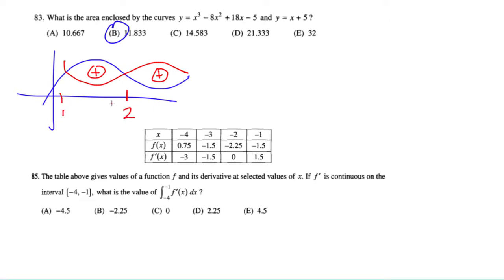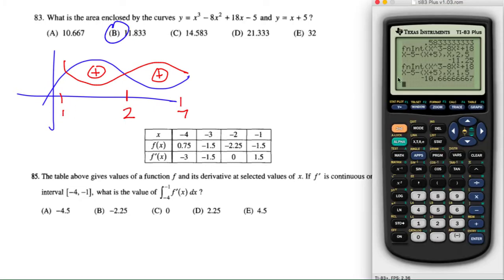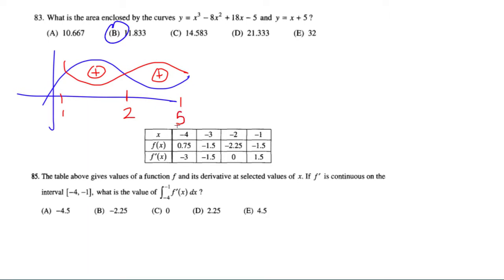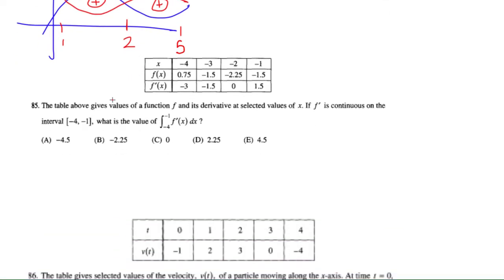It went from 1 to 2 to 5. So you do need to separate it and find one integral, find the other integral, and know that both of the areas should be positive. All right, so if they do cross, make sure that you separate it, make sure that both of them are positive. On to number 85. So it doesn't matter how you put it into the calculator as long as it's both positive? As long as you separate the integral and make them both positive, you're good.